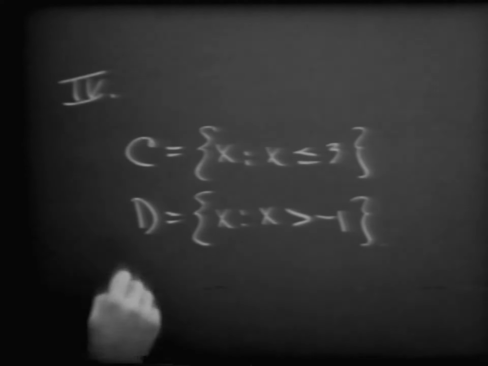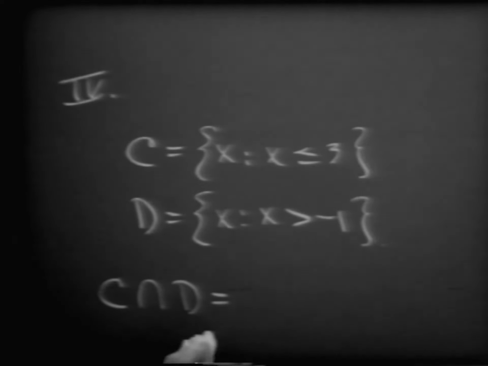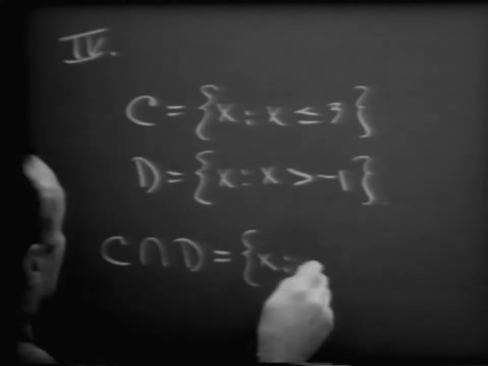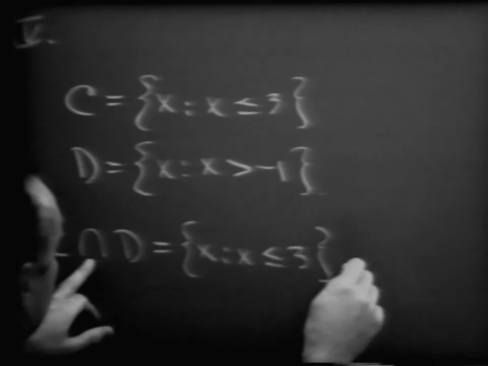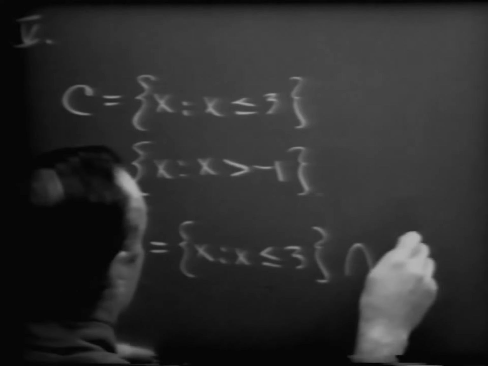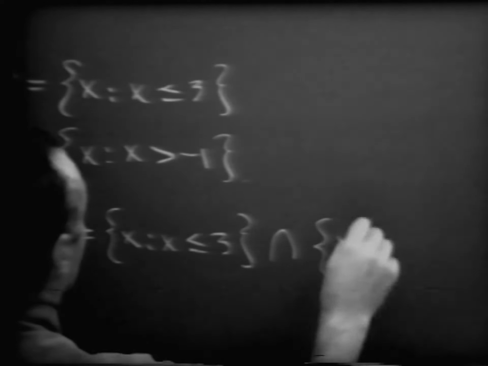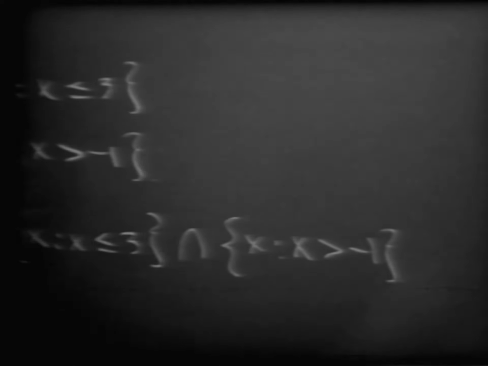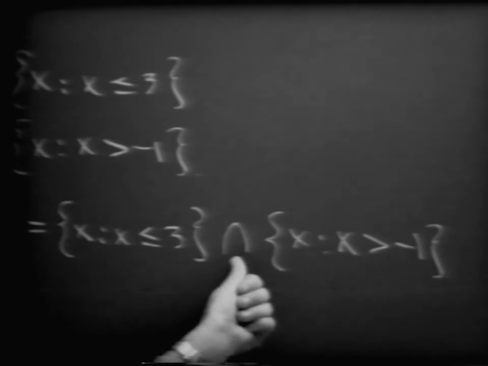Now, if we were to use the notation C intersection D in this fashion here, I may write down the set C as the set of all x's such that x is less than or equal to 3. Now this says intersection, and it's an equal symbol, so indeed this is the intersection with the other set, the set of all x's such that x is greater than negative 1. This is a set, and this is a set, and this is the intersection of those two sets.